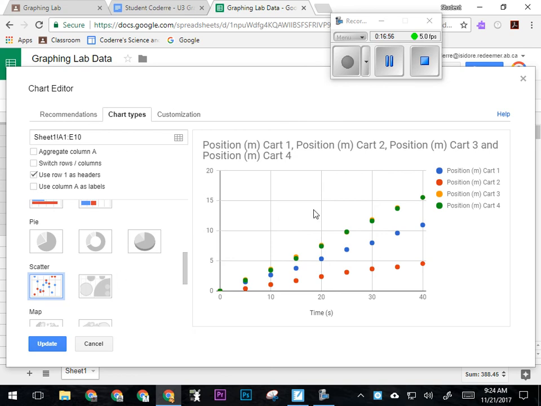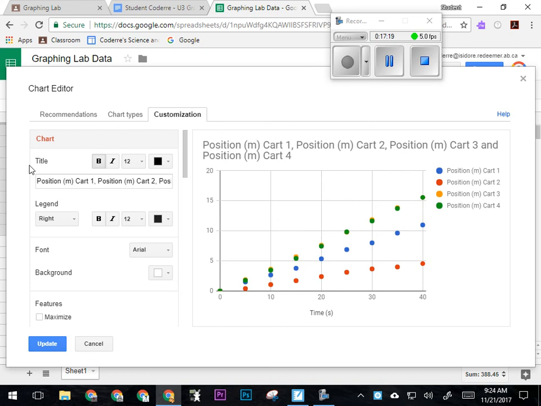Okay, that looks exactly like our data because we did have two carts that were almost right on top of each other in terms of their position data, which means their velocities are also going to be pretty much the same. There'll be a slight difference maybe, but they'll be pretty close, and that's okay. That happens sometimes.